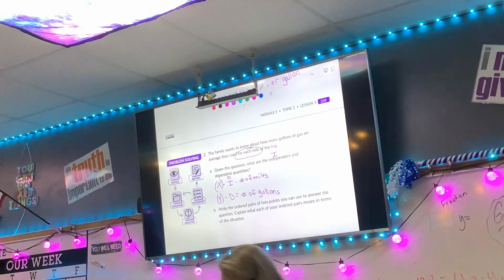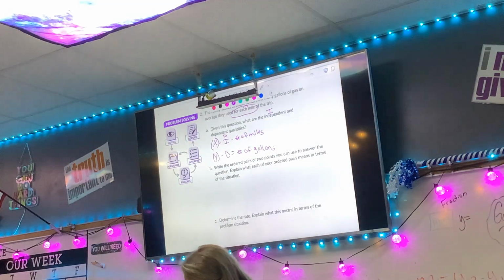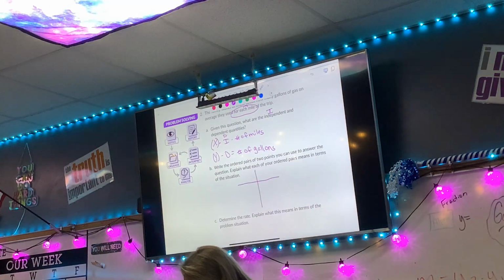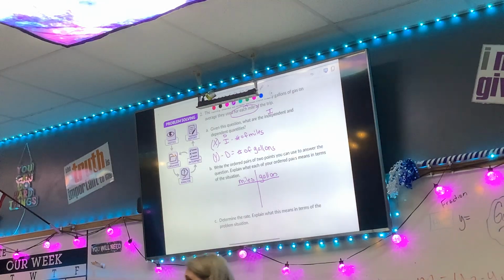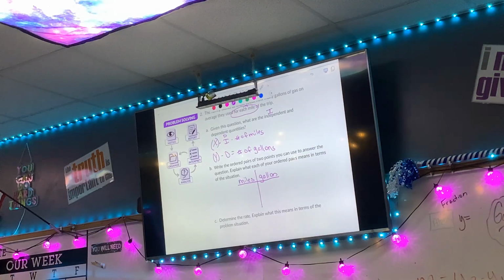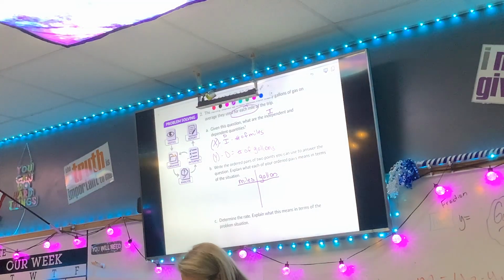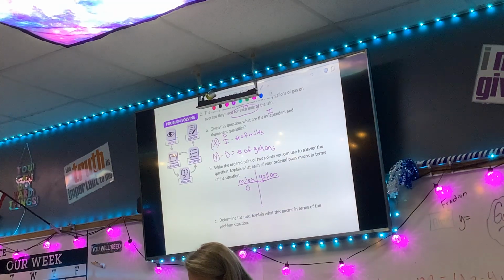Okay. So now we're going to write the equation. Let's just do it as a table to save ourselves time. We have miles and gallons. We know we are writing an ordered pair in there because the left-hand sides are X, the right-hand sides are Y. So if we go 0 miles, how many gallons did we use?